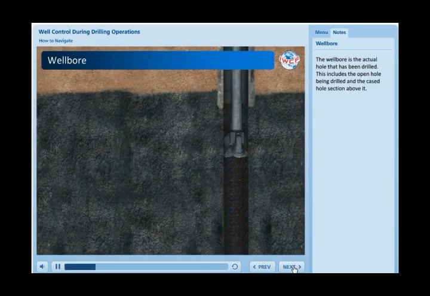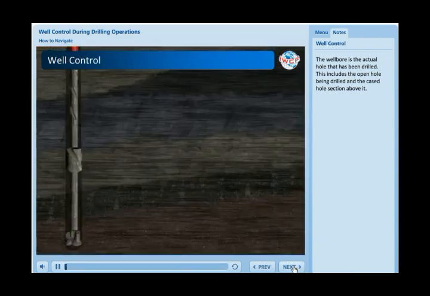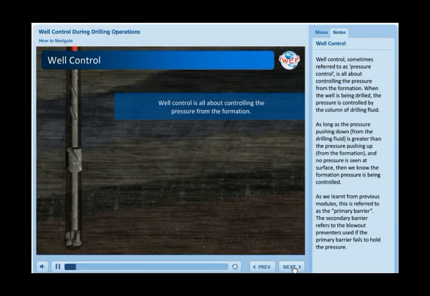The wellbore is the actual hole that has been drilled. This includes the open hole being drilled and the cased hole section above it. Well control, sometimes referred to as pressure control, is all about controlling the pressure from the formation.